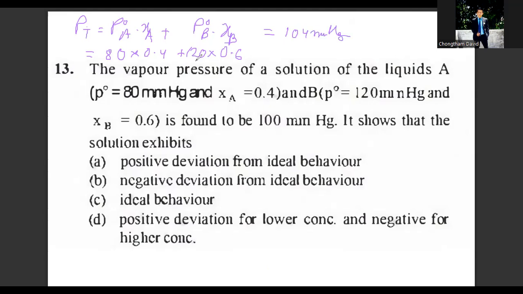So far you have the total pressure. And the observed total pressure is 100, which is less than 104. Hence, the solution shows negative deviation from Raoult's law. The answer is B, negative deviation from ideal behavior. I hope it's clear for question number 13. Let us read question number 14.